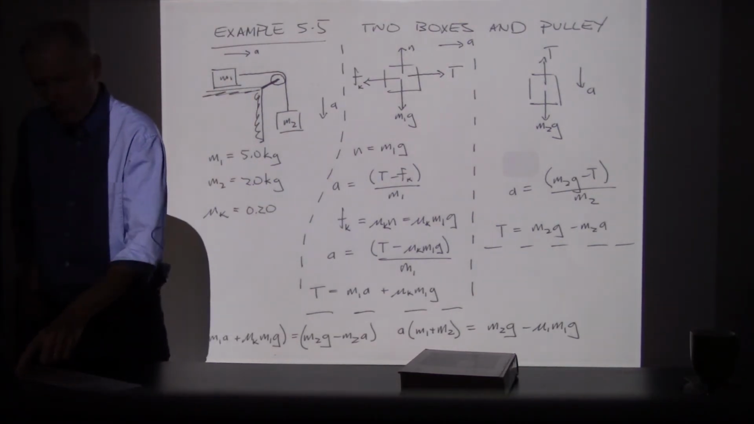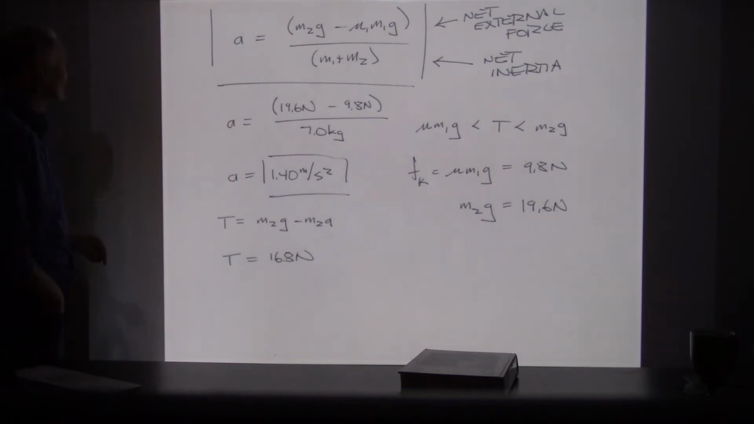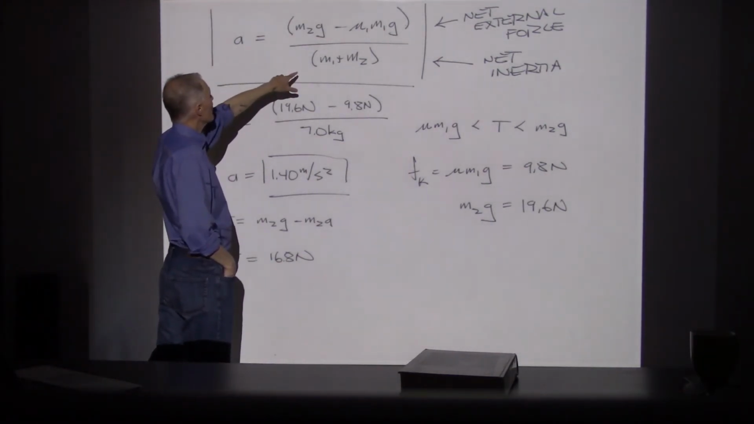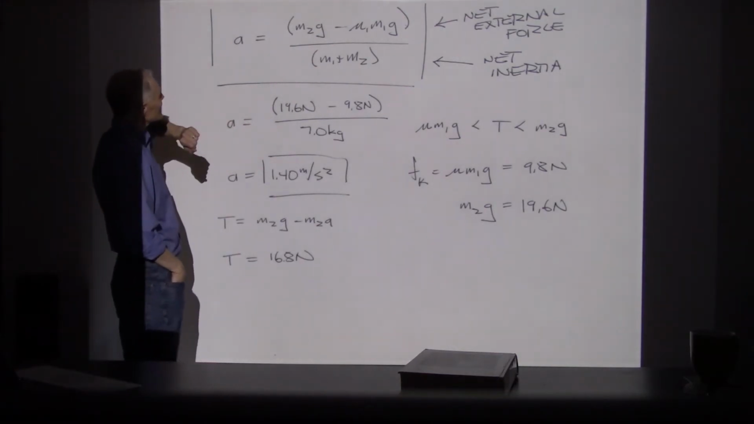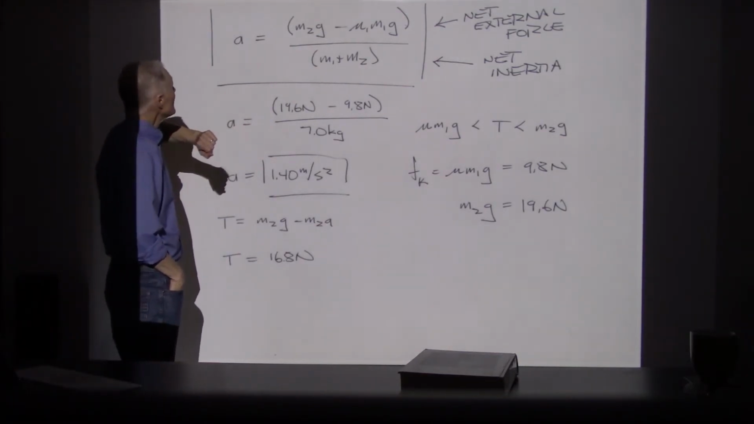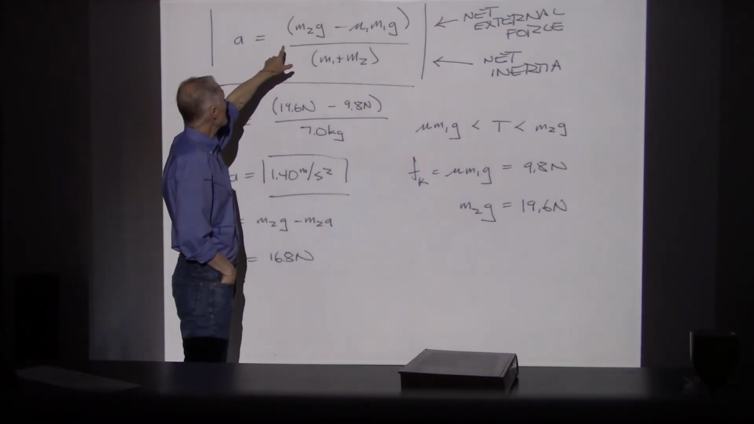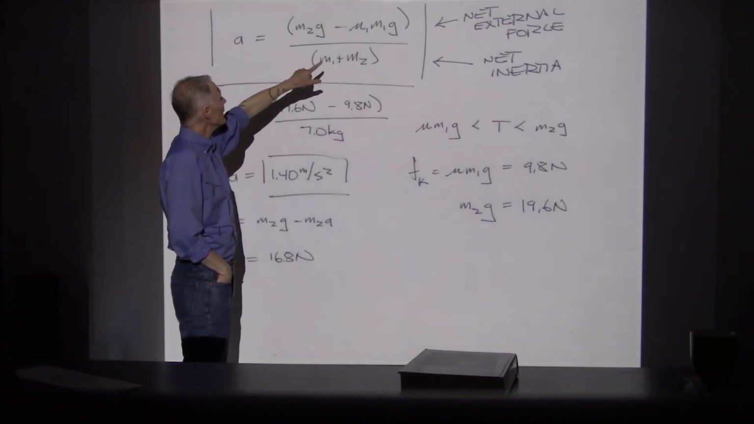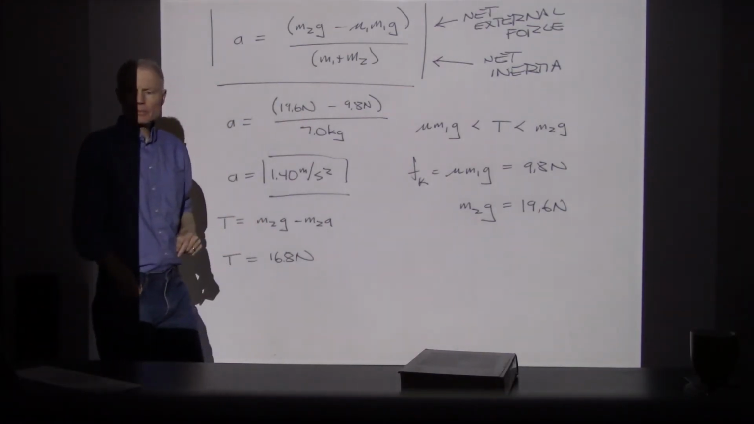I didn't quite get all the way through, so I'm finishing it up on the next page. I solved that for a. That's what I got. Now that's interesting. The stuff on the top, m2 times g minus mu sub k m1g, you know what that is?